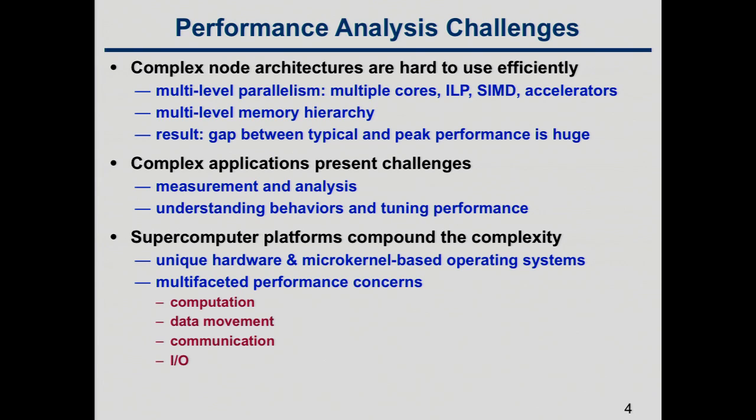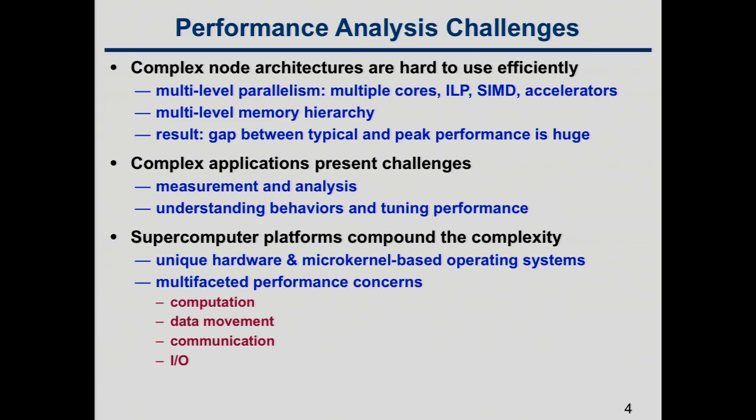So some of the challenges: complex node architectures are hard to use efficiently, so there's multi-level parallelism. You have multiple cores, you have instruction-level parallelism, short vector SIMD operations, sometimes attached accelerators. All of the modern architectures have a multi-level memory hierarchy, and so in order to get good performance, you have to use your caches effectively. And as a result, there's a huge gap between what applications typically attain and the peak performance that's possible.